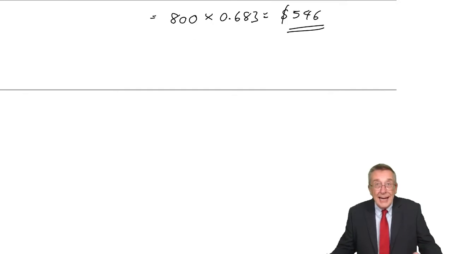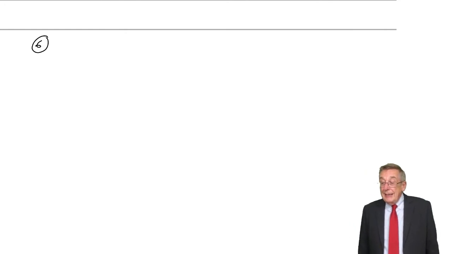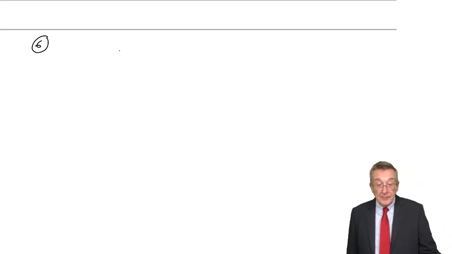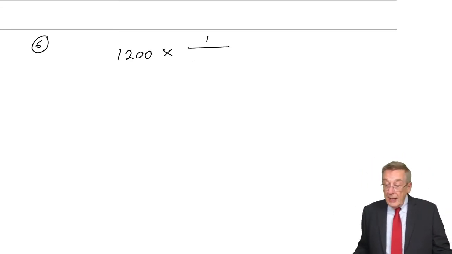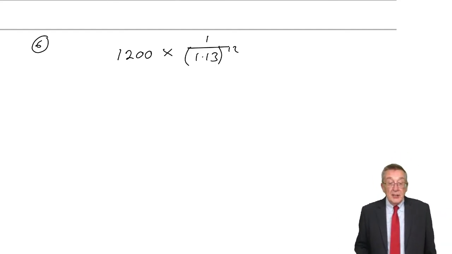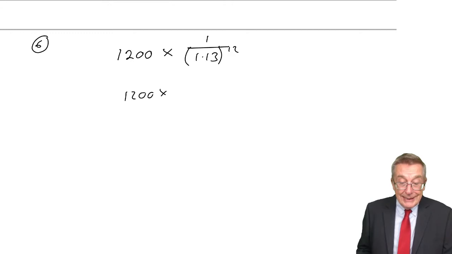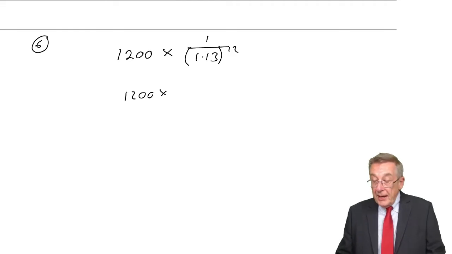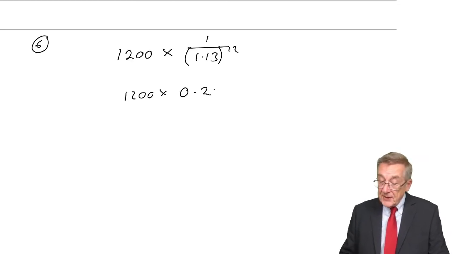Example 6. What's the present value of 1,200 receivable in 12 years' time with interest at 13%? Well, again, you could do it from first principles. Divide by, or multiply by 1 over, 1.13 to the power 12 years. But however good you are with your calculator, why mess around? From the tables, it's the 13% column, the 12-year row, so check you've found it: 13% column, 12-year row, 0.231.